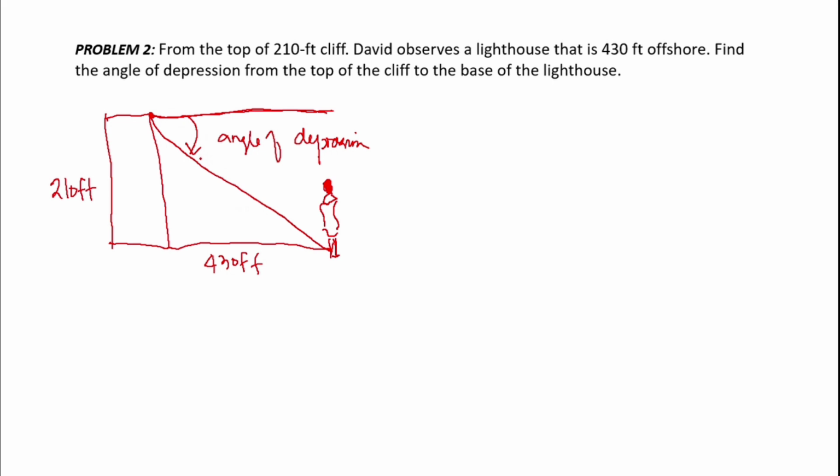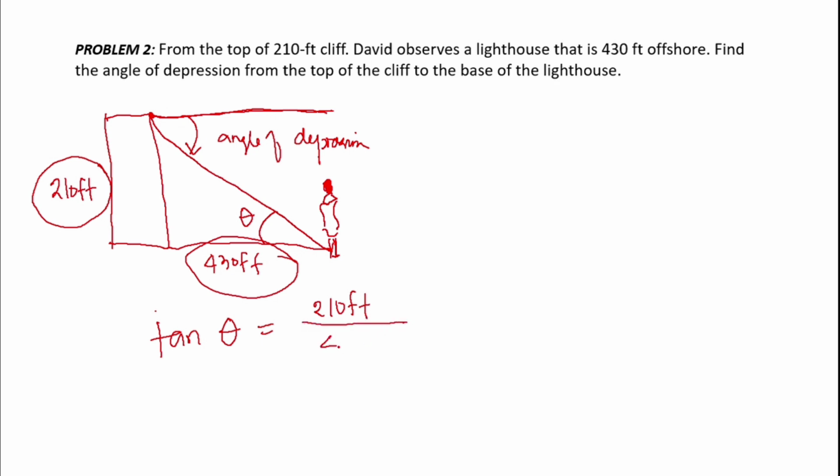Since alternate interior angles are equal, we can compute the angle on this side. The given information is the opposite and adjacent, so make use of tangent. Tangent theta is equal to the opposite, which is 210 feet, over 430 feet. Theta is equal to inverse tangent of 210 feet over 430 feet.